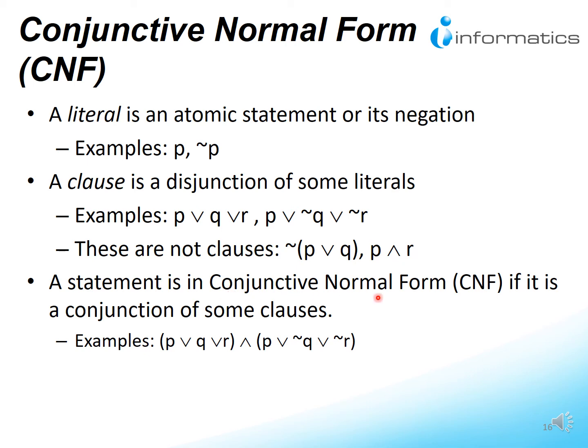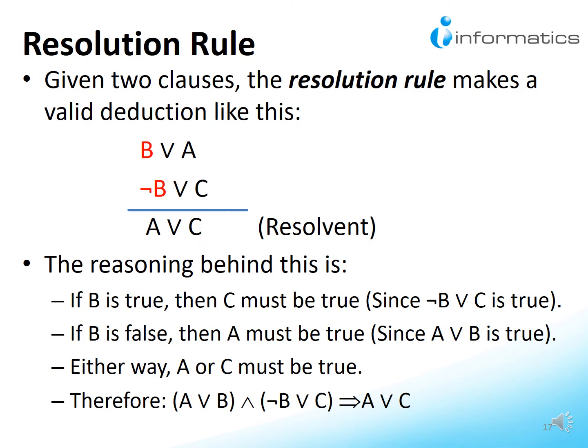A statement is in conjunctive normal form if it is a conjunction of clauses. So here's an example of a statement in conjunctive normal form. It is a conjunction of two clauses. Given two clauses, the resolution rule makes a valid deduction like this. Assume that we have B or A in clause form, not B or C in clause form, then we can conclude that A or C is true. We can imagine that B and not B cancel off, and the remaining literals combine together into a resolvent clause.